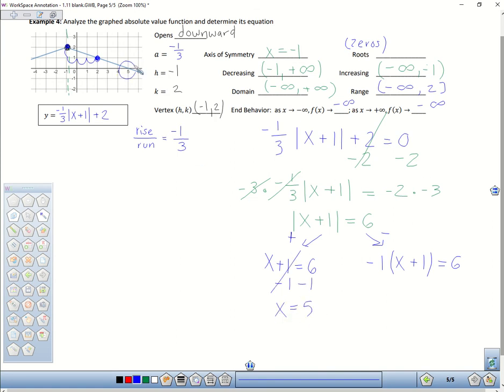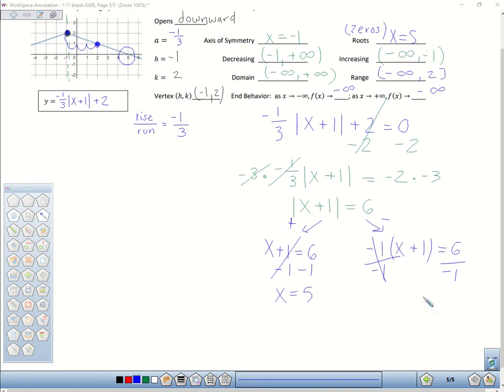Well, we already knew that one was a root because we could see it, right? So we already knew about this root. It's this root we didn't know about. So I divide both sides by negative 1, and that gives me x plus 1 equals negative 6, which gives me x equals negative 7, which is my other root. So that's how you can find the root that's missing.